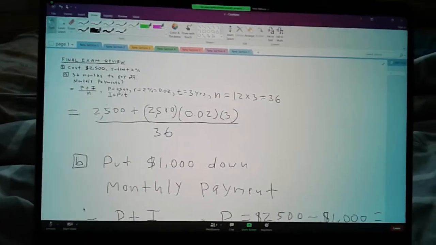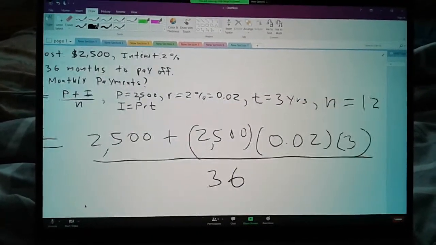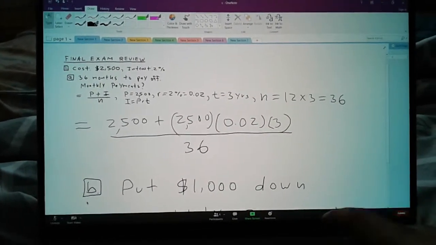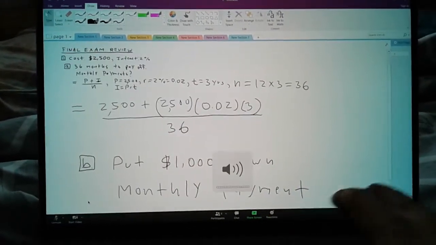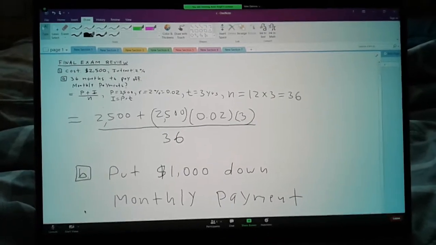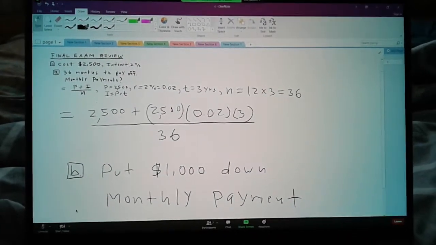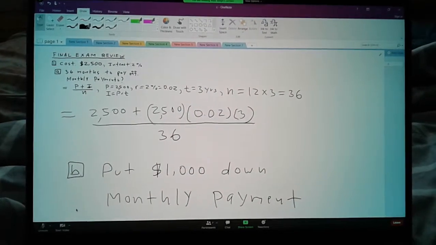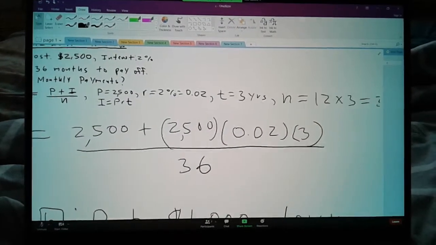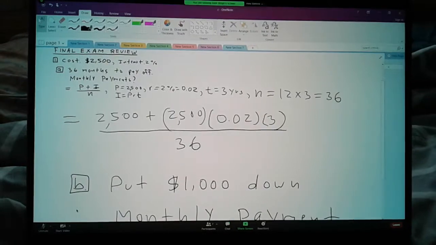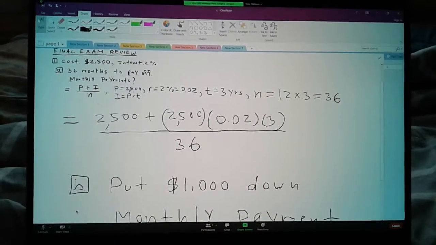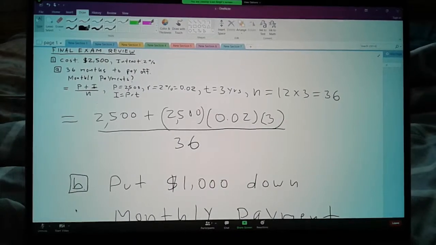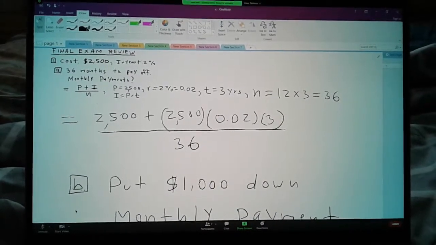So you've done this problem before, actually, on your homework assignment. So let's say that you want to build some cabinets, and it costs $2,500 to install with 2% interest. So let's say that you intend to pay it off in 36 months. So the question is, what are the monthly payments going to be?